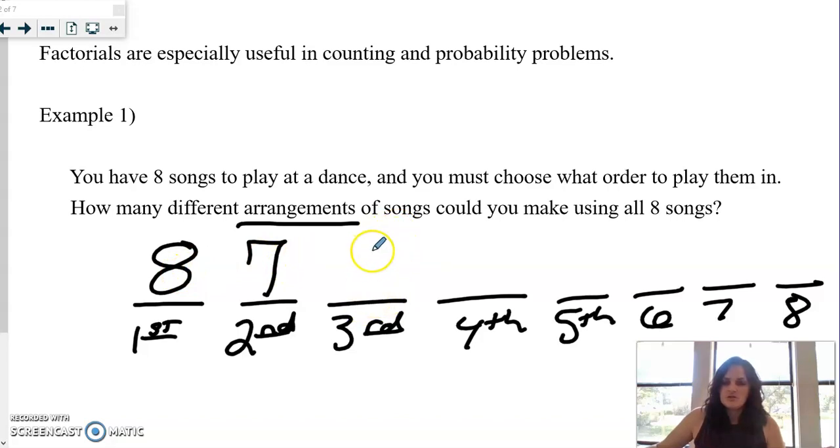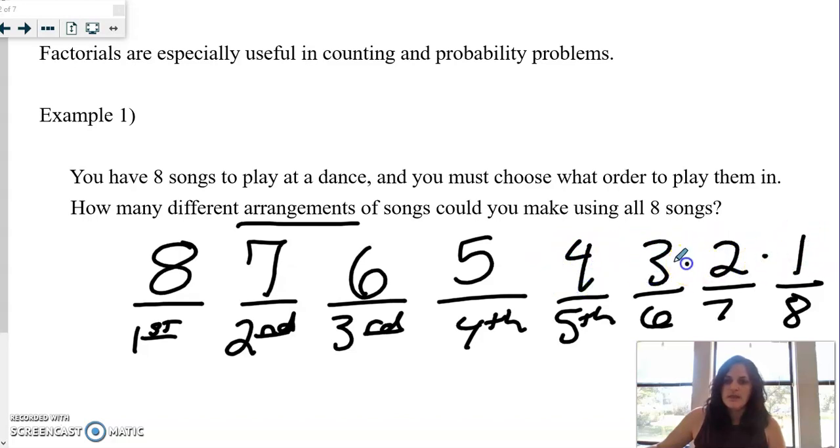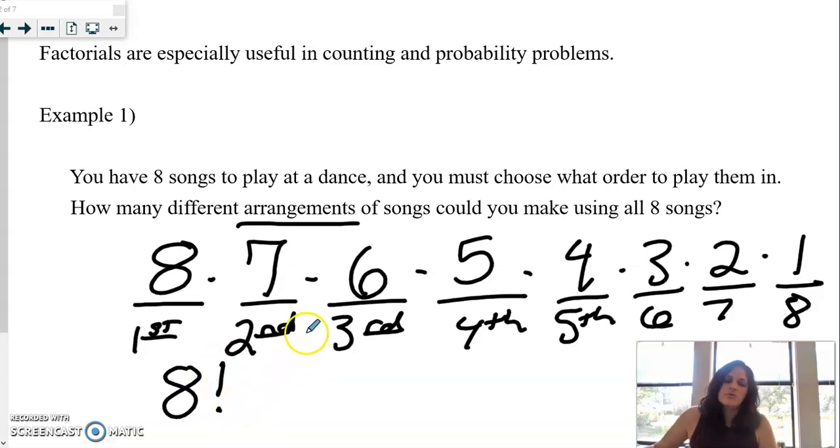So I can pick any of the songs except whatever one I played first. When you get to the third song, you only have 6 options because I can choose any of the songs except for whatever one I chose in the first or the second spot. And it keeps going down like that. By the time you pick your 4th song, you only have 5 options, then 4, 3, 2, 1. And the fundamental counting principle says multiply these together. Well, we can see how if I'm going to go all the way down to 1, this is the same as 8 factorial, and it's a shorter way of writing it.